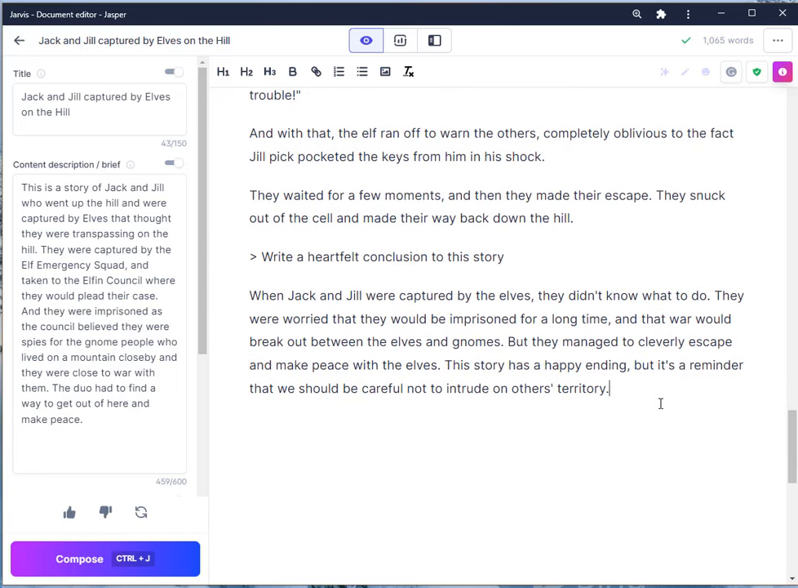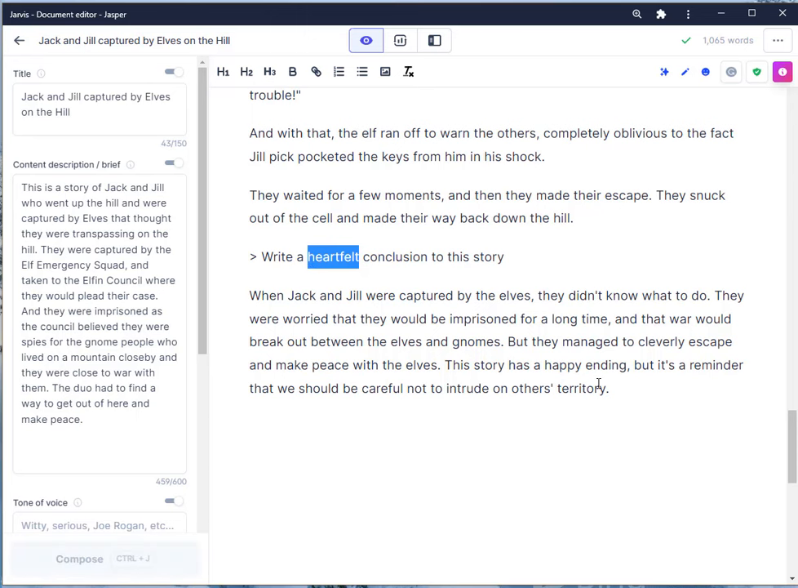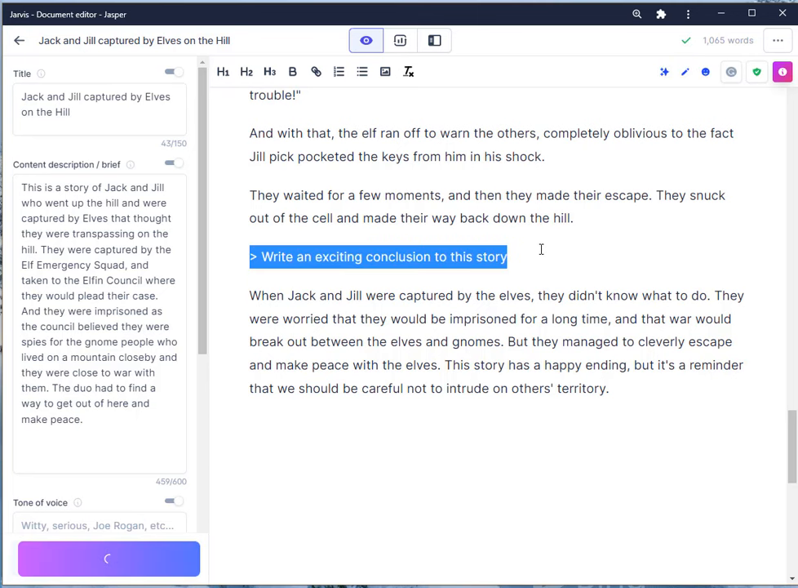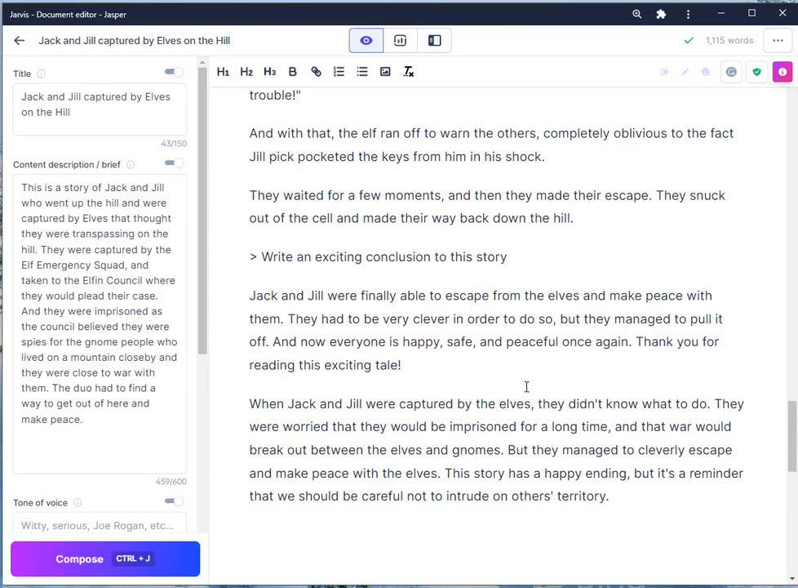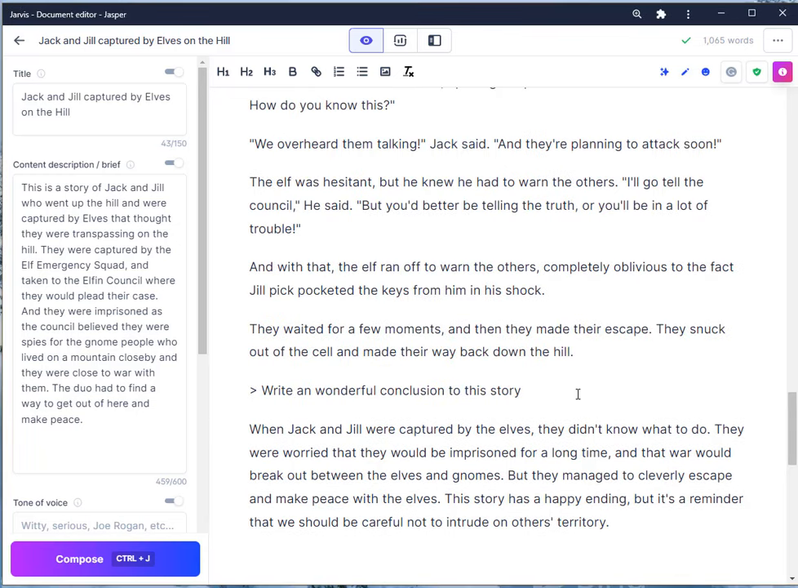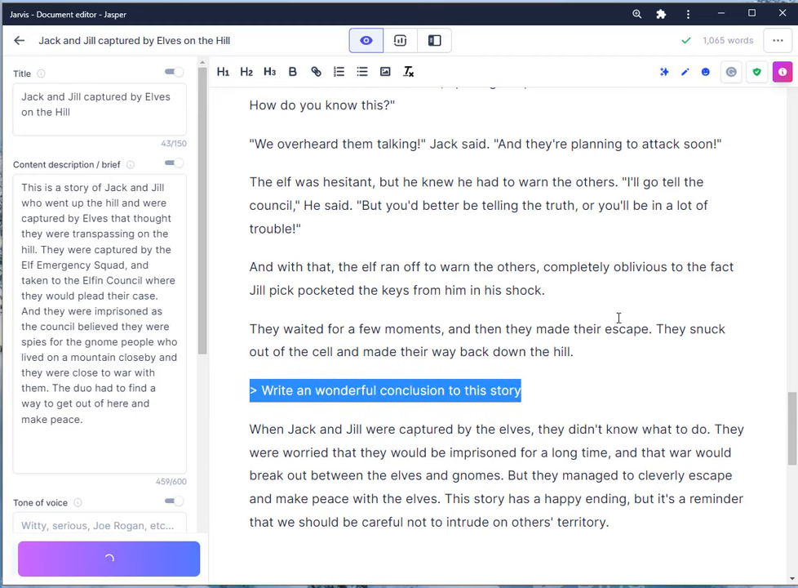So it tries to make a moral of the story, where it says it's a reminder that we should be careful not to intrude on others' territories. That's interesting. Let's see what happens if we put in "write an exciting conclusion to the story." It didn't really pull too much excitement there. So let's try to write a wonderful conclusion to this story.